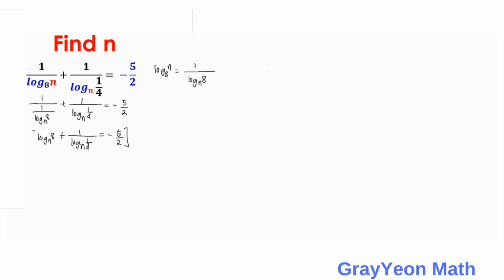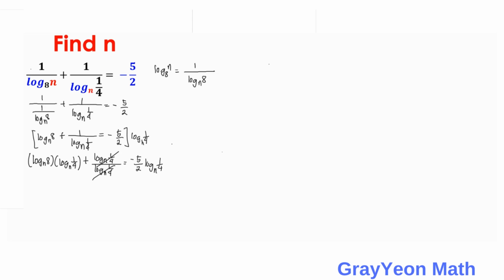If we multiply this whole equation by the logarithm of 1/4 to the base n, we get the logarithm of 8 to the base n times the logarithm of 1/4 to the base n, plus 1 is equal to negative 5 over 2 times the logarithm of 1/4 to the base n. So this cancels out.